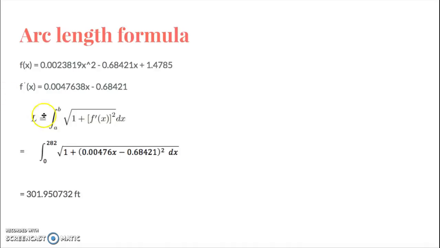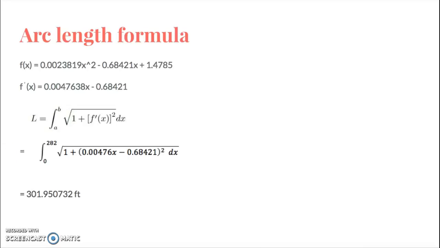And so we know that the arc length formula is the integral from a to b, the square root of 1 plus the derivative of the function squared. And so in my case, this will be the integral from 0 to 282. And then you just plug in what you have. And this formula gave me the length 301.95 feet to be my curved length.